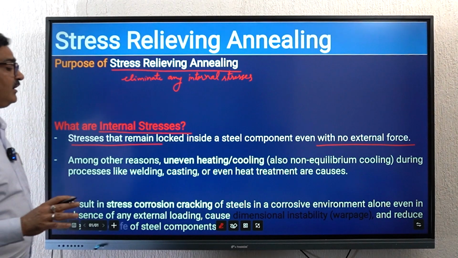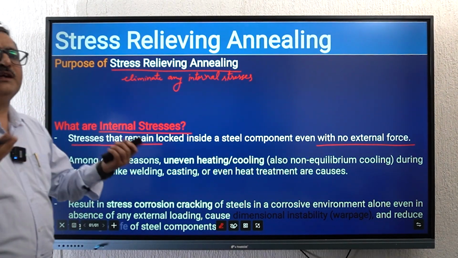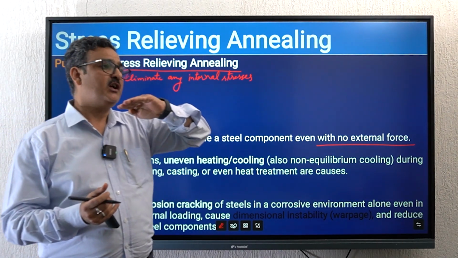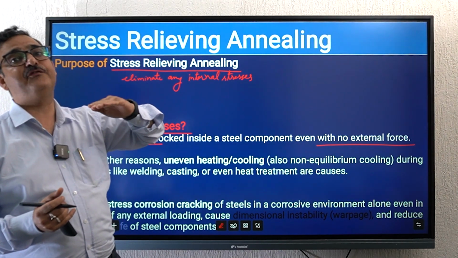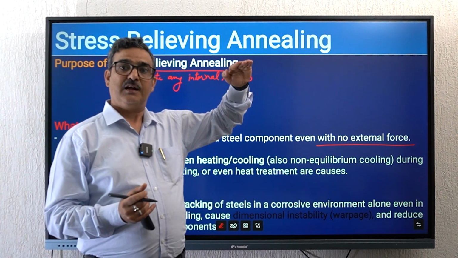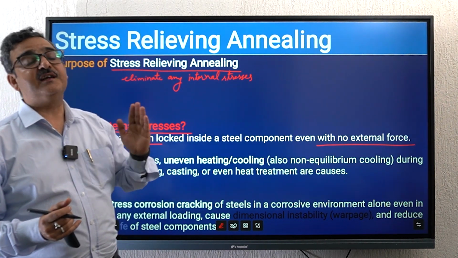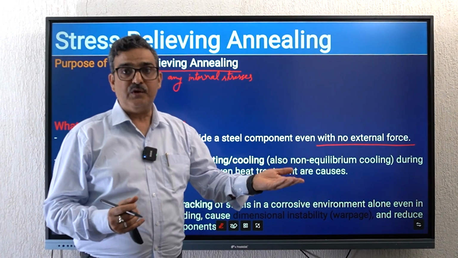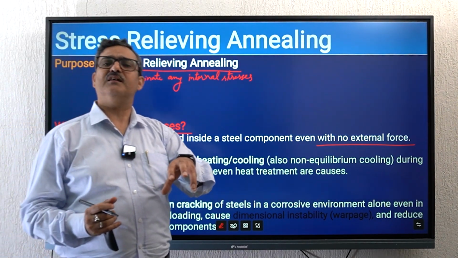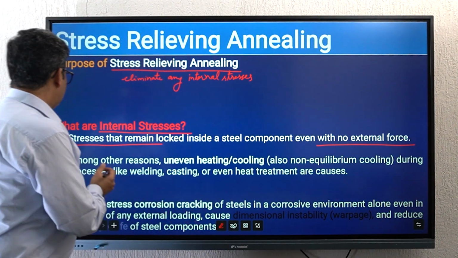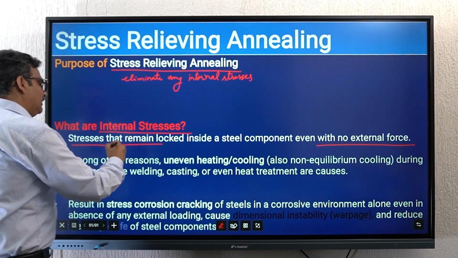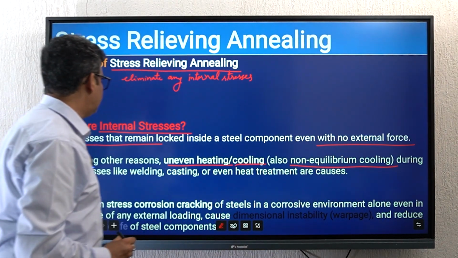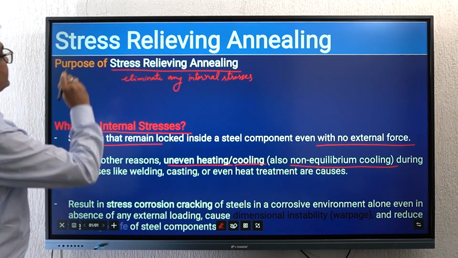Now students, why do they get generated? Literature says that whenever you do non-uniform heating, meaning you heat the component but the heating rate being followed is not uniform and keeps on varying, and similarly during cooling the rate was not constant, it kept on varying, and importantly it was a non-equilibrium cooling rate, locked in stresses will get trapped in a steel component. So among other reasons, uneven heating rates, cooling rates and non-equilibrium cooling rates result in development of internal stresses or residual stresses in a steel component.